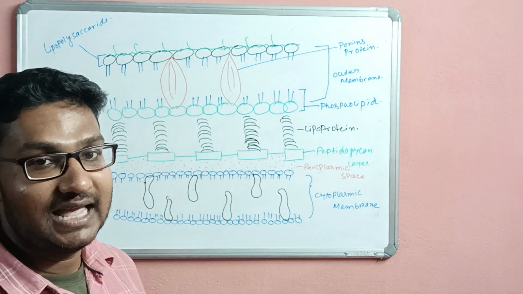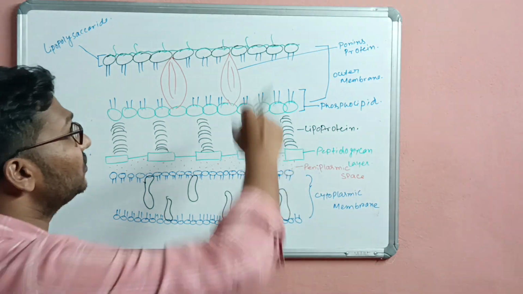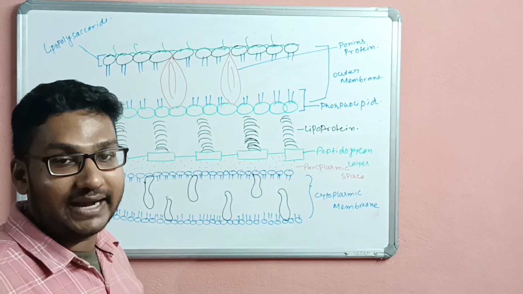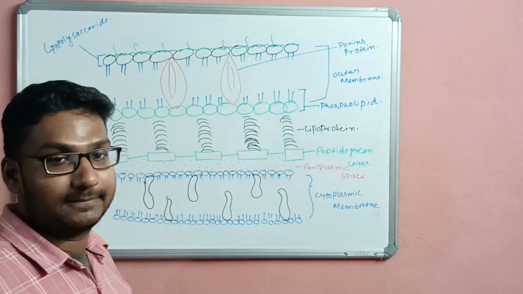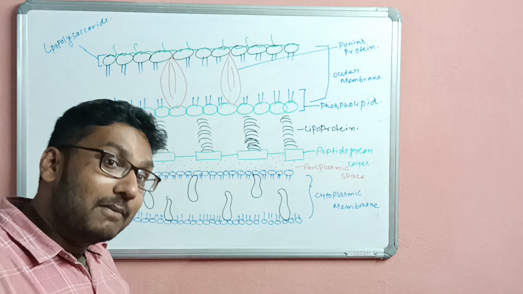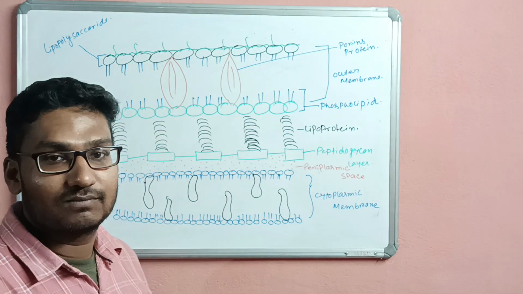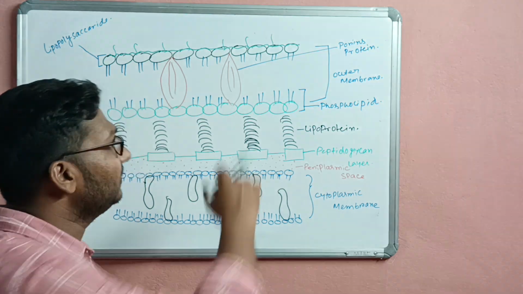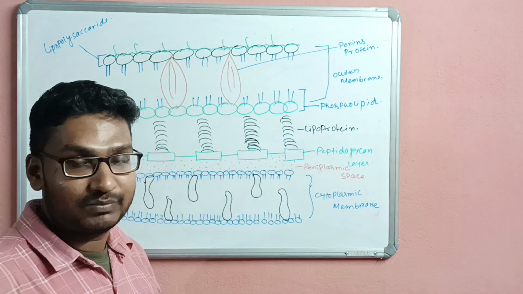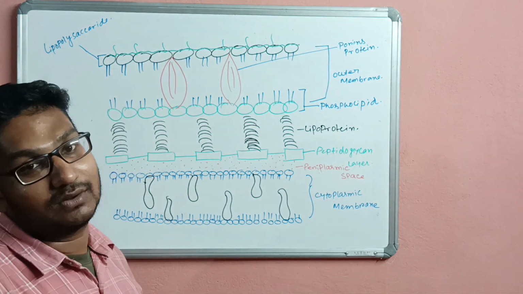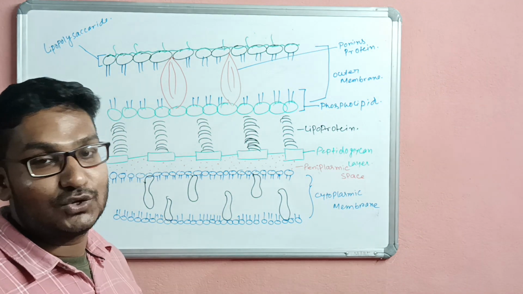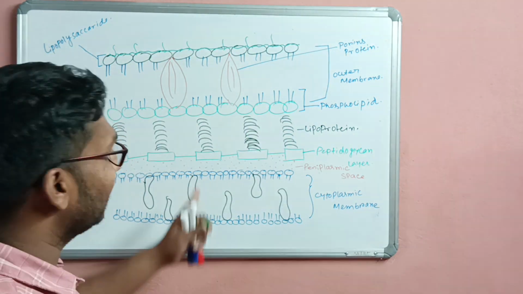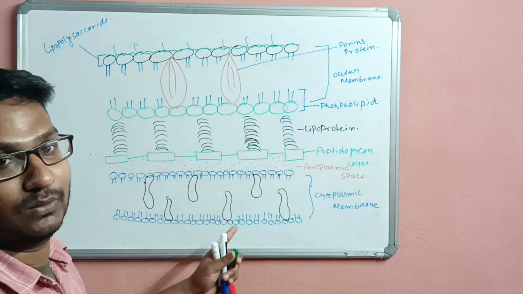Sometimes O polysaccharide, the O antigen, also disappears at the time of repeated subculture. That is the major function of the O polysaccharide. So this one is the total structure of the gram-negative bacterial cell wall.